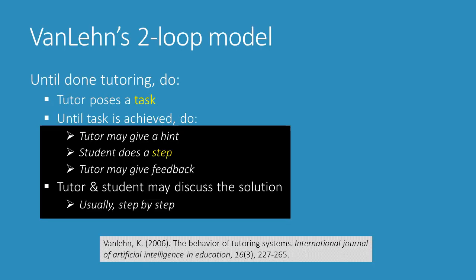So, a little more formally, we can go to Kurt VanLehn's two-loop model, and there's the reference. This has become a very important paper for the field. He proposed that tutoring is two loops, and others have come and said, well, there's three. There's an outer loop, a curriculum loop. It's been a very productive model over the last decade or so. But what I'm talking about here is that inner loop.